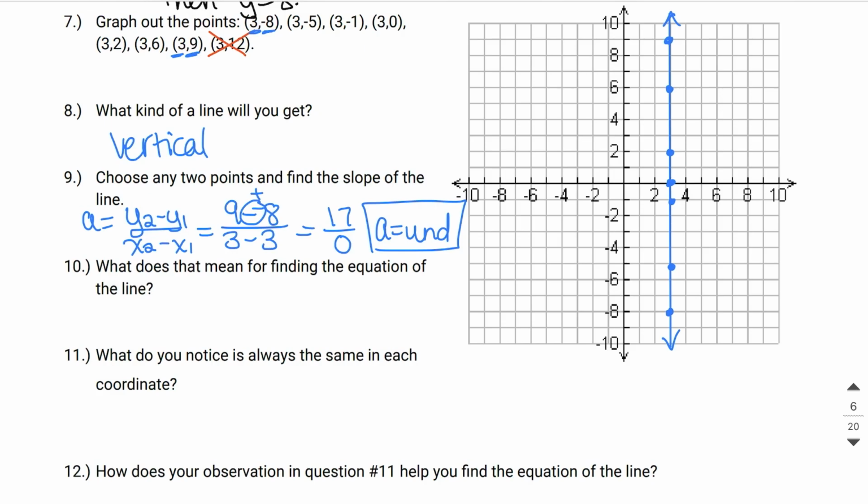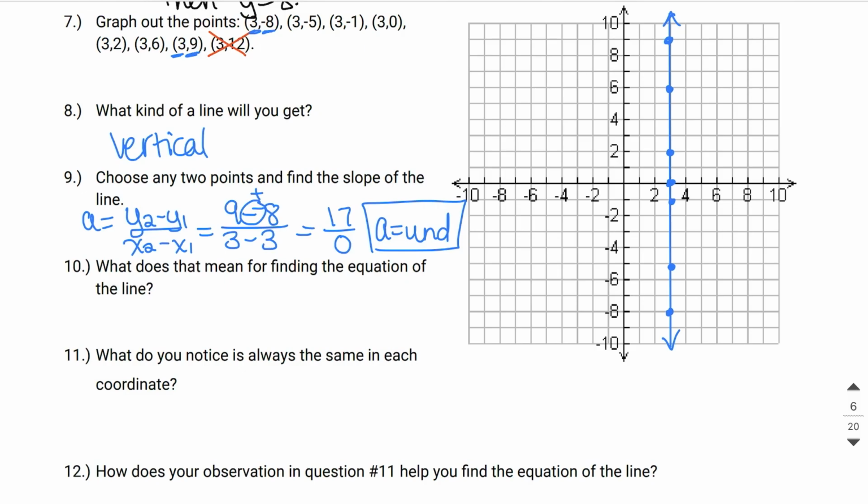So the slope here is undefined because the line is getting steeper and steeper and steeper, right? Like this line is less steep than this line is. And as I get steeper and steeper, the slope is getting larger and larger and larger. It's approaching infinity. Okay, so I can't say what the slope is.